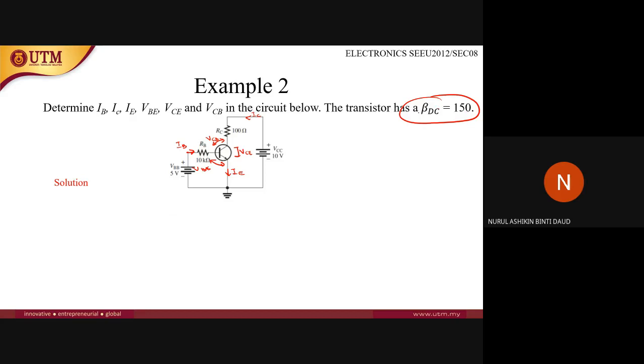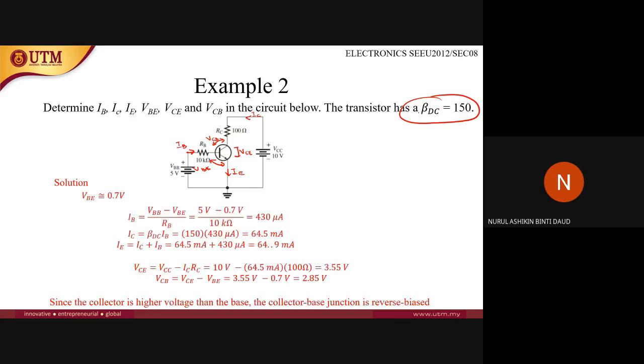Since we take into account that VBE is approximately 0.7 volts, for you to find IB, I think you can use the formula just now. IB is VBB, which is given, minus VBE, which is 0.7, and then divided by RB, then you will get the value of IB.